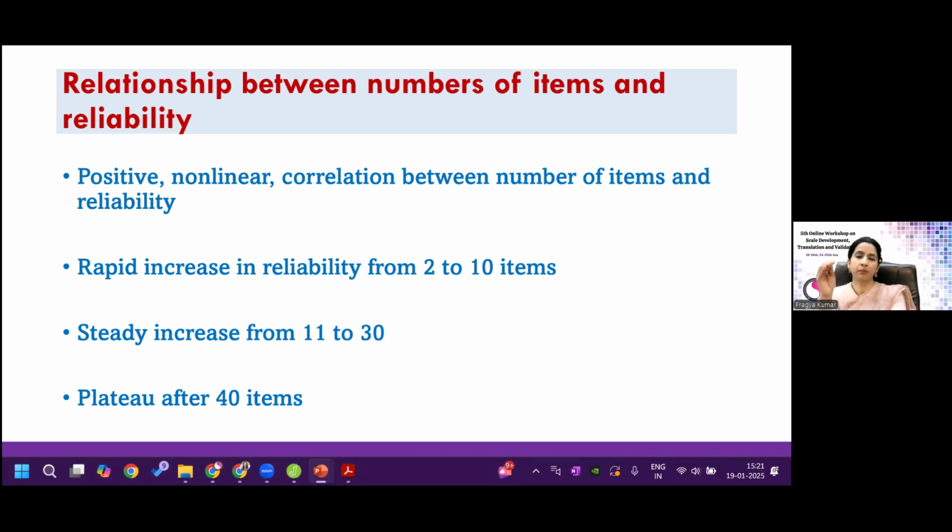If you increase the number of items from 2 to 10, there is a rapid increase in reliability. Then after 11, there is a steady increase up to 20, and then up to 30. From 30 to 40 there is again an increase, but after 40 there is a plateau. That's why we say that a scale length of more than 40 is not required. Generally, there is a rapid increase up to 10, and then a steady increase from 11 to 30. That's the relationship with the number of items, and that's why you should have a fair number of items in your construct.